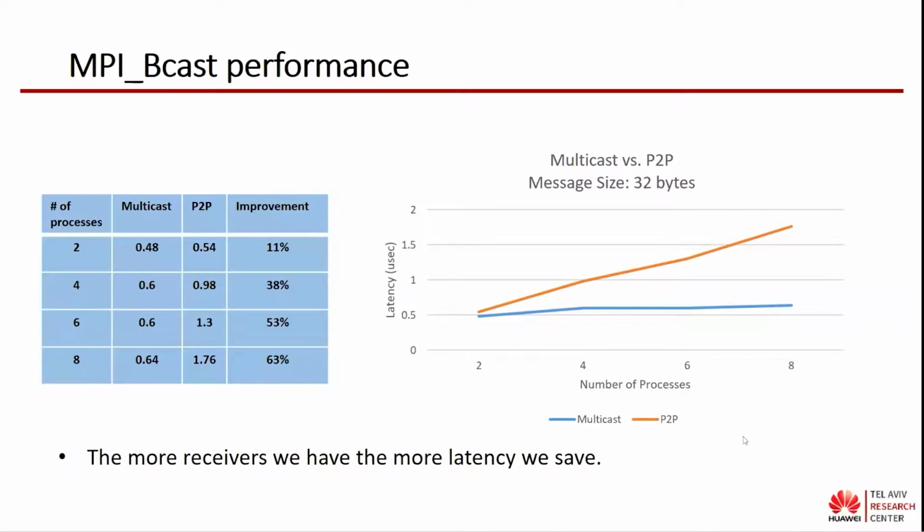These are the results we got for MPI Bcast for message size 32 bytes. It's still under implementation, but we got results for now. And we got really good results for number of processes 8. We got 63% improvement in latency compared to point-to-point. And as we can see, the more receivers or ranks we have on different hosts, the more latency we will save.